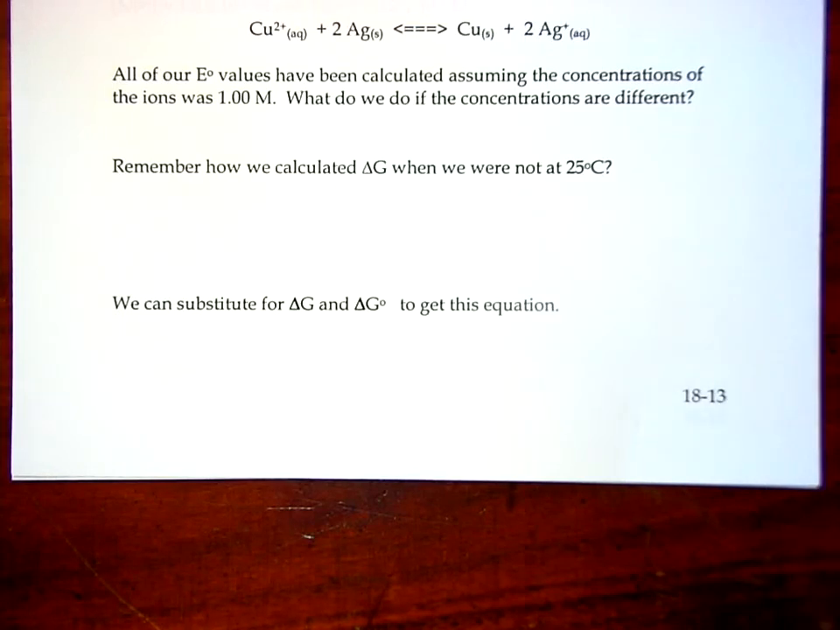Up until this time, all of the cell potential E0 values have been calculated assuming we were at standard conditions with concentrations of 1.00 molar. So what happens when we have concentrations that are different? Well, we have to adjust for non-standard conditions.